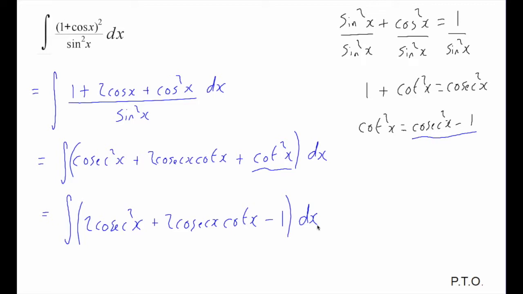But then when you're ready, I'll just crack on with the next line. All right. So we can integrate 2 cosec squared x. Well, that's just going to be negative 2 cot x. Okay. And then plus 2 cosec x cot x. When you integrate that, that's just going to give you negative 2 cosec x.